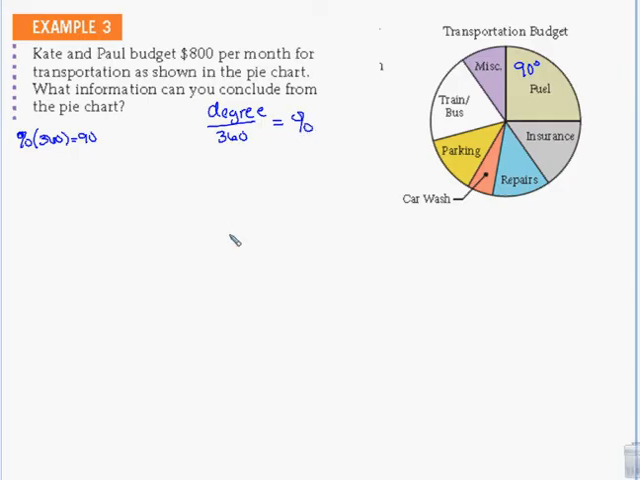So I'm going to go ahead and measure these other ones real quickly. What were they again? Miscellaneous 45, train 60, parking 40. Okay, I must have measured that wrong. Okay, car wash was what? 25. Okay. Repair is 55. And insurance 45. Okay, yeah, see that looks more like a 45-degree angle because 45 is half of 90. I looked at that wrong somehow.